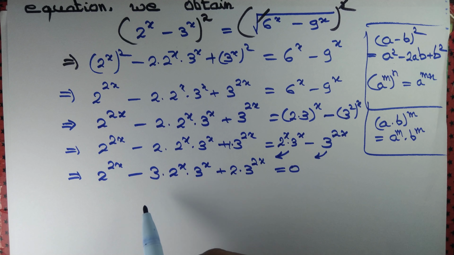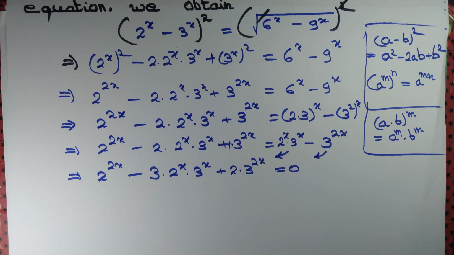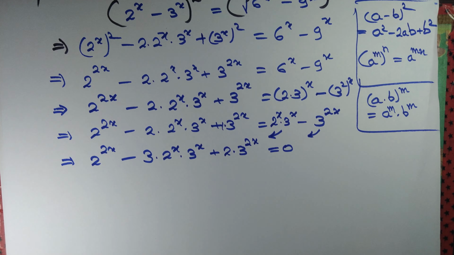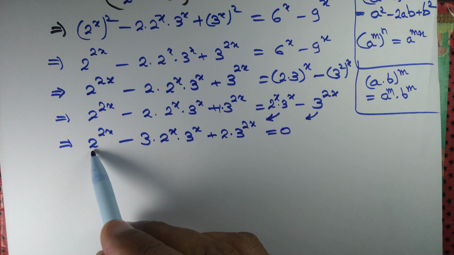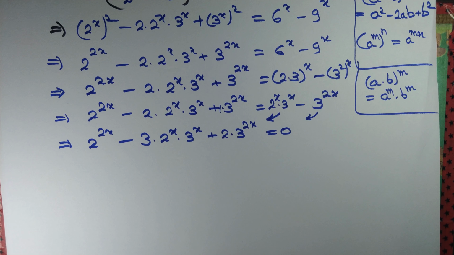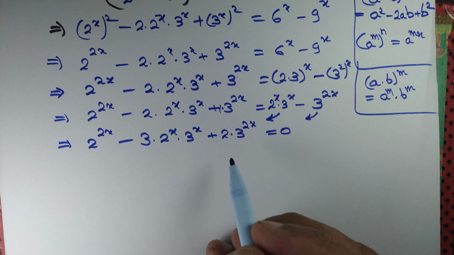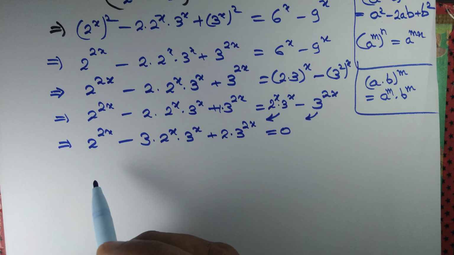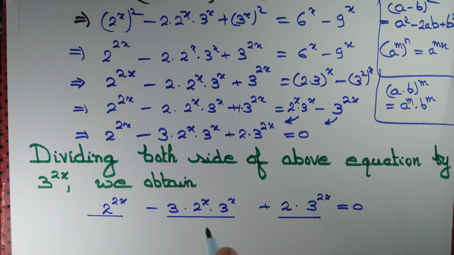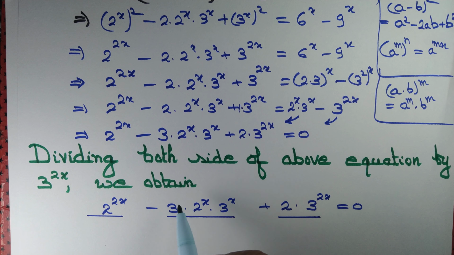Okay, now you see that we have reduced the number of bases. Earlier we were having 4 bases. Now we are having 2 bases. Can we reduce it further? Yes, we simply have to divide both sides by 3 to the power 2x. So let us divide this expression throughout by 3 to the power 2x.